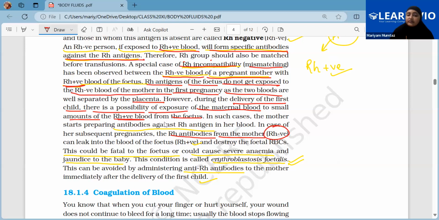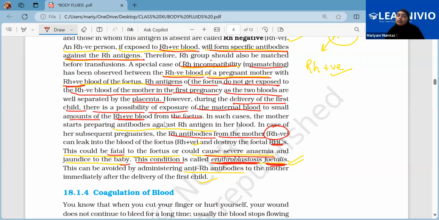Now, if in the next pregnancy the RH antibodies from the mother, who was RH negative, meet a baby who is also RH positive, this could be fatal. The antibodies can start attacking the fetus's RBCs. It could lead to the death of the baby, or cause severe anemia because the RBCs of the baby will be destroyed, and jaundice can also be there in the baby. This condition is known as erythroblastosis fetalis.